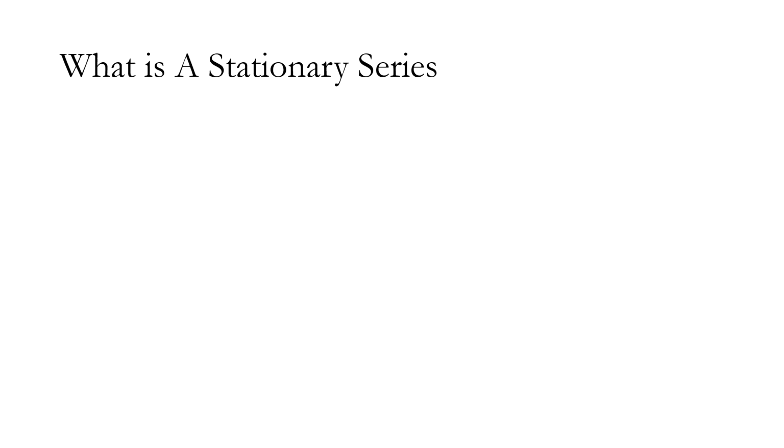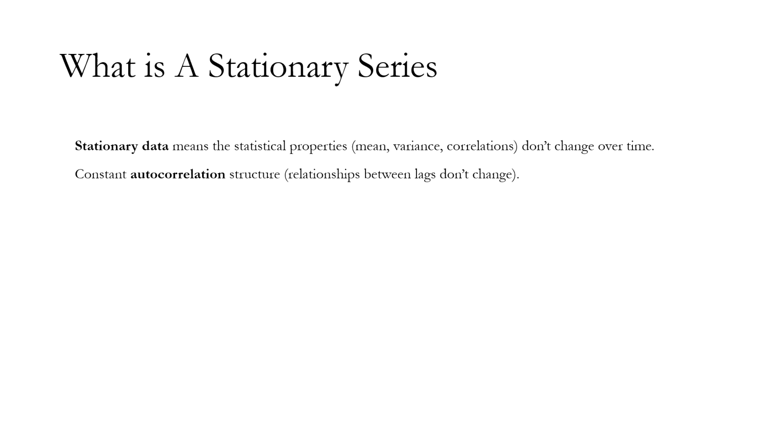What is a stationary series? Stationary data means that statistical properties, mean, variance, and correlations, don't change over time. Constant autocorrelation structure, meaning relationships between lags don't change. And many time series models like AR and MA assume stationarity so that they can learn consistent patterns.